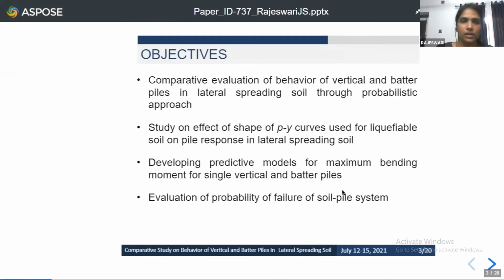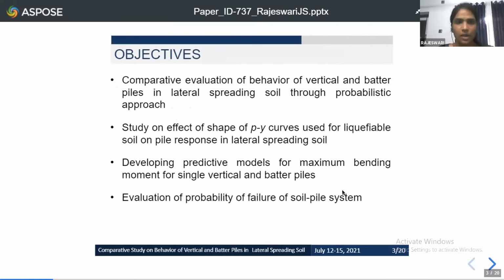This study has four major objectives. First is the comparative evaluation of the behavior of vertical and batter piles in laterally spreading soil through probabilistic approach. Second is to study the effect of shape of PY curves used for the liquefiable soil on the pile response. Third is to develop the predictive models for the maximum bending moment for single vertical and batter piles. And final one is to evaluate the probability of failure of soil pile systems.